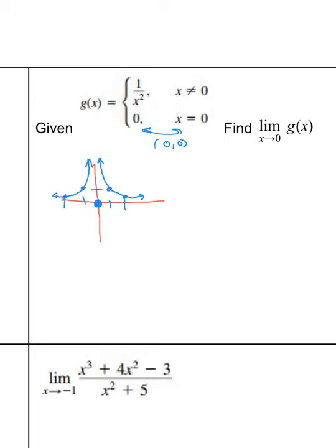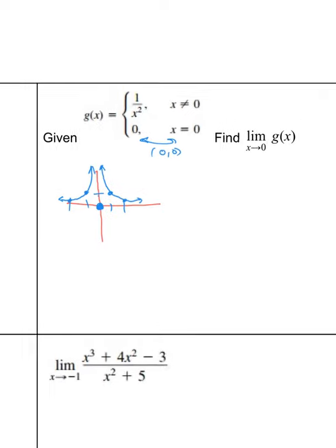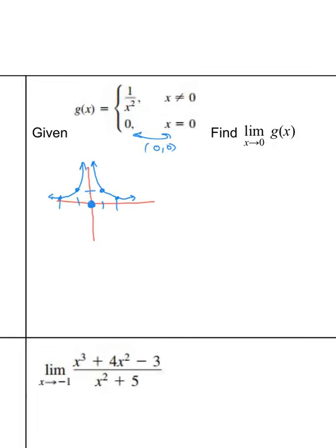So now what's happening? Well, now they're asking for the limit as x approaches 0 of this function g of x. And as we're approaching 0, again, what's happening here is that this side of 0 is going up to infinity. This side of 0 is also going up to infinity. And so again, this really does not exist.